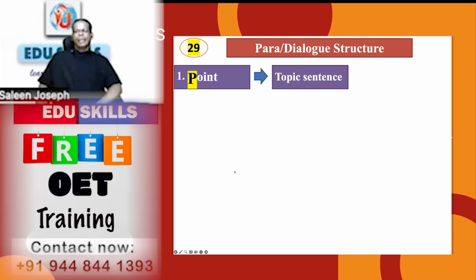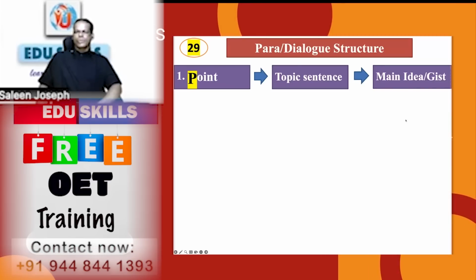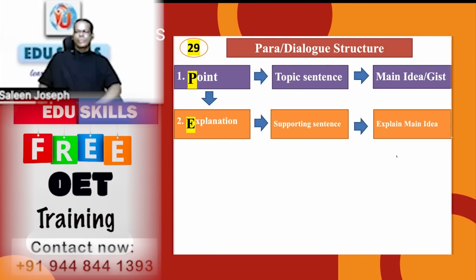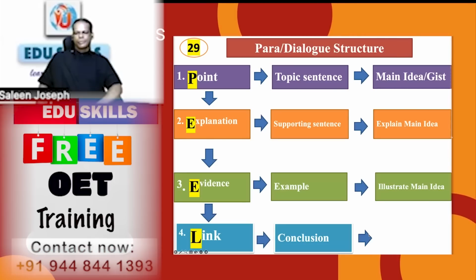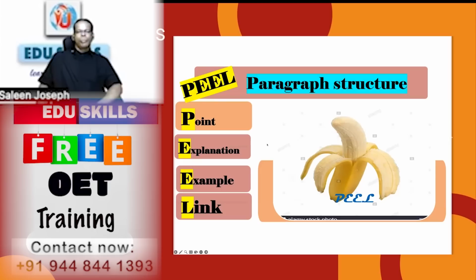This can be put another way: PEEL. Point is the topic sentence, that is the main idea or gist. When you have a gist-based question, the answer will be in the topic sentence, so you need not read the whole paragraph. Then you have the explanation of the main point, that is the supporting sentence explaining the main idea. Then you have evidence given, that is the example or illustrations given to illustrate the main idea, that is the topic sentence. Then you have the link or conclusion, where the main idea is repeated, in other words, paraphrased. So this is the structure, we call it PEEL, like peeling a banana. Point, explanation, example, link.